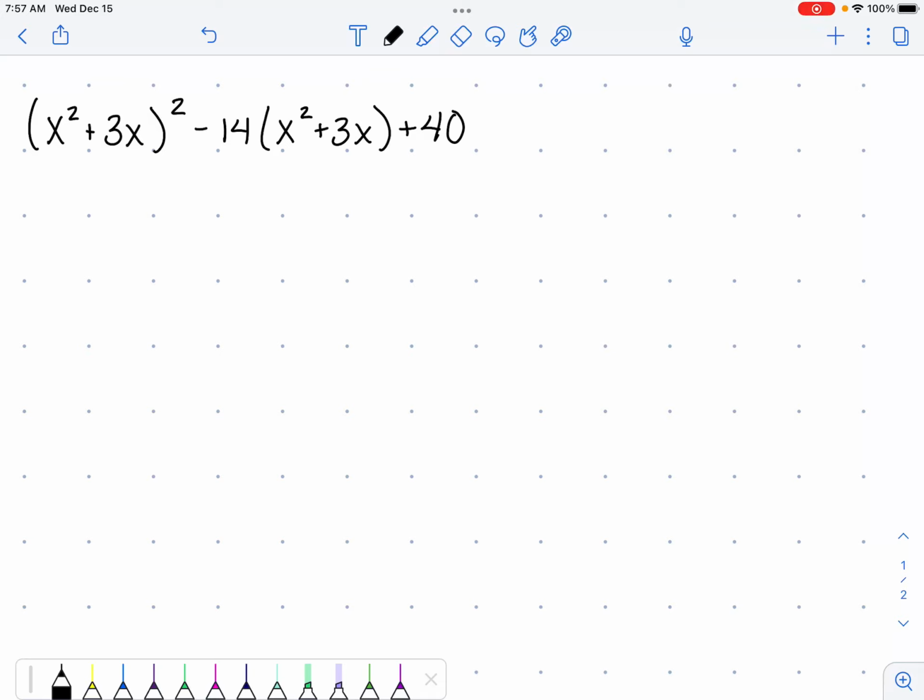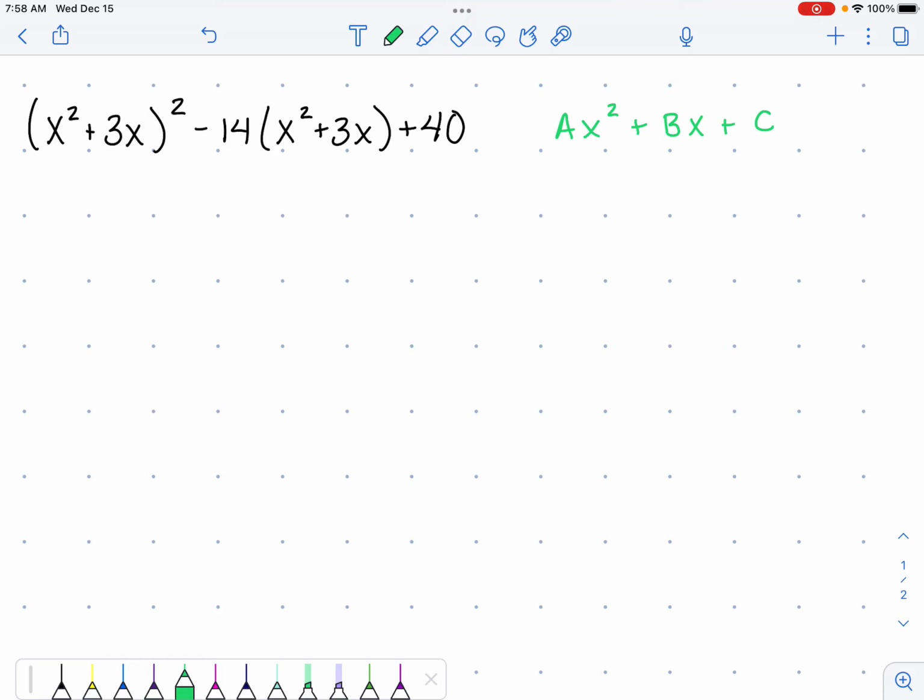So we're going to look at an example of factoring a quadratic trinomial that looks a little different. So this has quadratic form. We have something squared minus a number times the same thing squared plus 40. So it kind of looks like ax squared plus bx plus c, right? It kind of looks like a standard form quadratic trinomial.